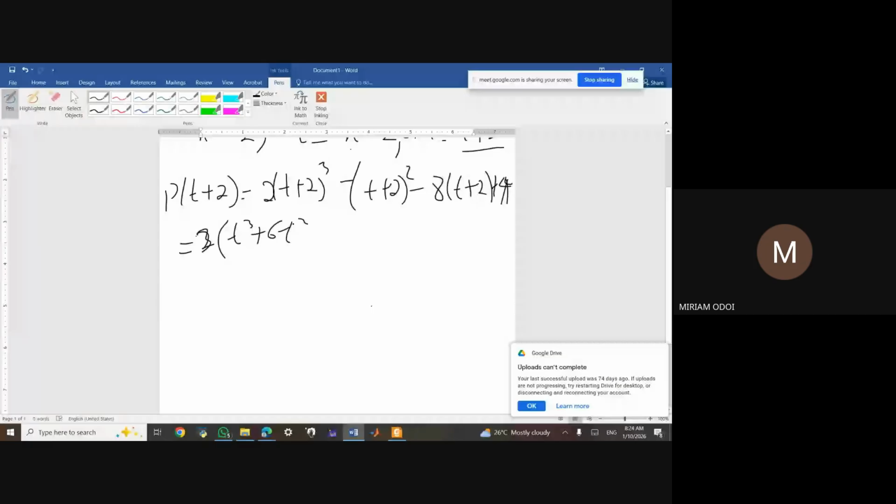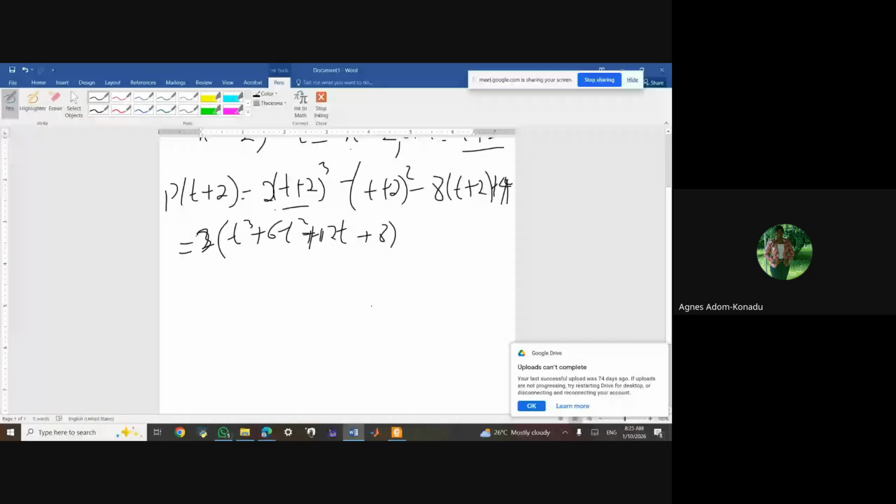Plus 12t. I've written that. Plus 8. Bracket close. Plus 12t plus 8. Okay, so that is the expansion of that.